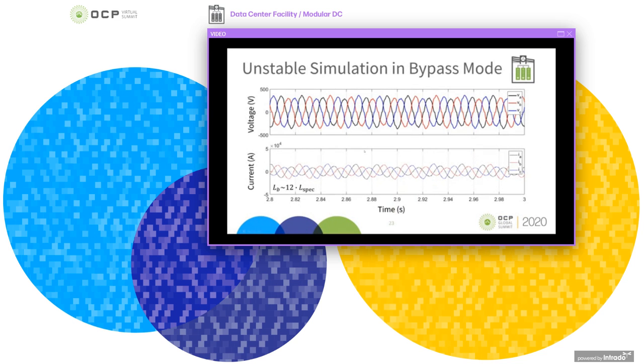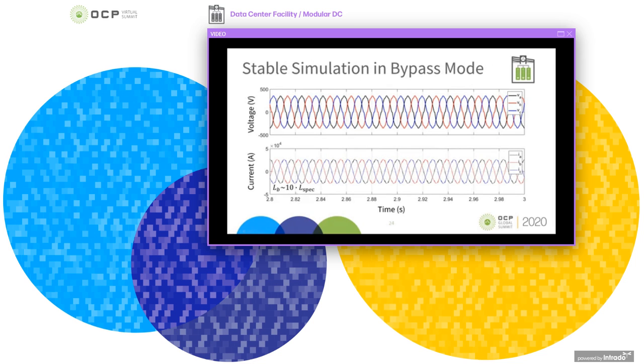This is a simulation from a model I put together in MATLAB of our data center. And it shows that when the bypass inductance is 12 times the specification that we are given, the voltage waveform is distorted with the low frequency envelope that we described earlier, and the currents are also distorted with that low frequency component. If we reduce this inductance to 10 times our spec, then the voltages become a fixed amplitude waveform, the same as the currents. So the problem goes away.